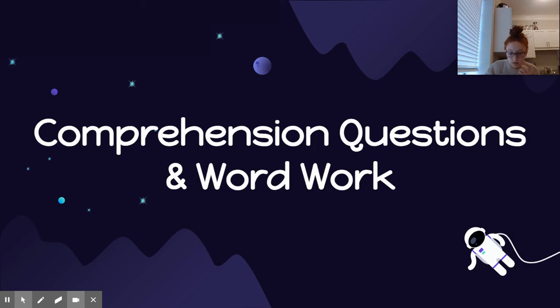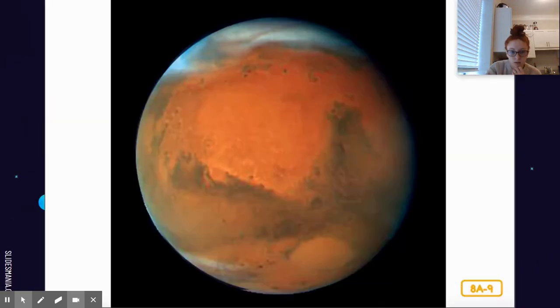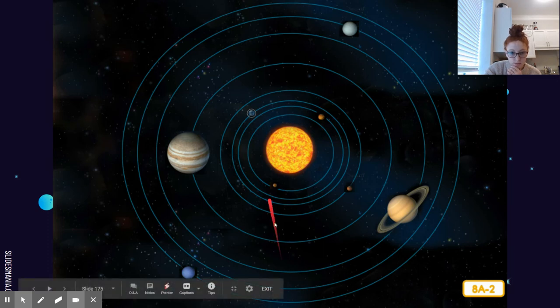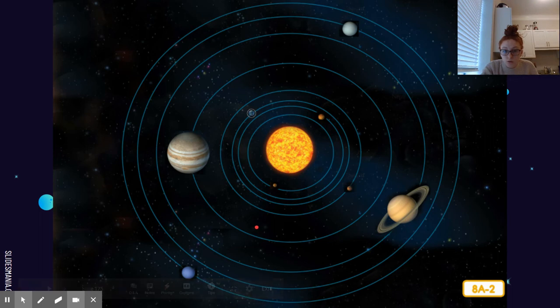Okay, so let's see, I'm going to go back to our diagram. All right, here's our diagram again, okay? So the first one we learned about was the closest to the sun. Who remembers what planet this is? The closest to the sun, it's the smallest. Mercury, okay? And it does not have an atmosphere.